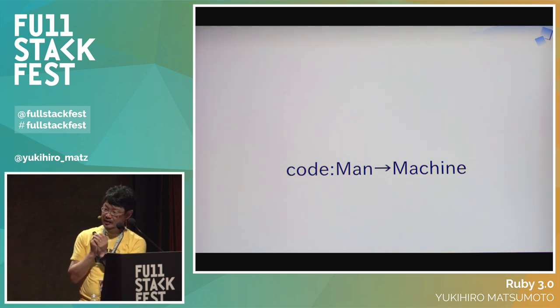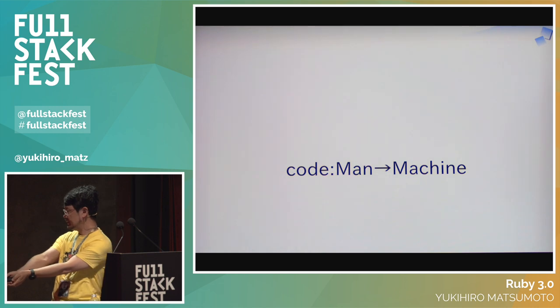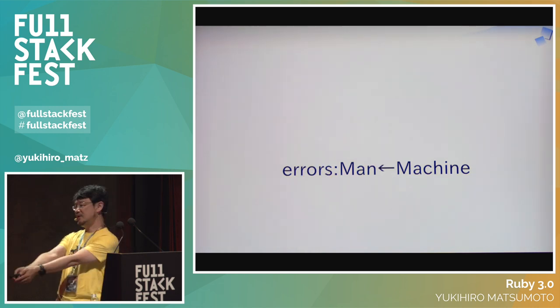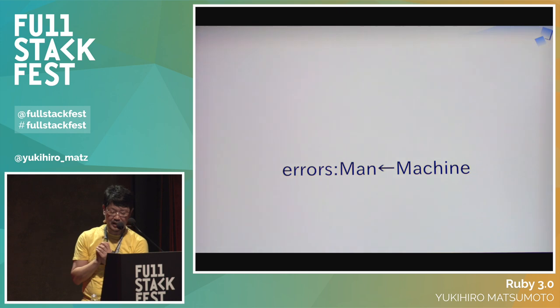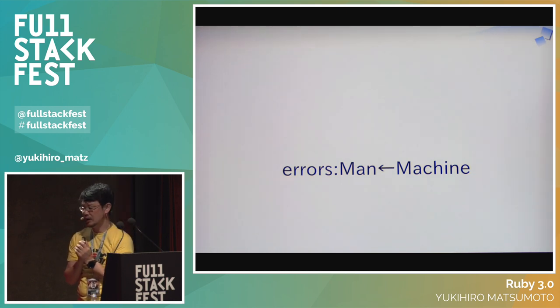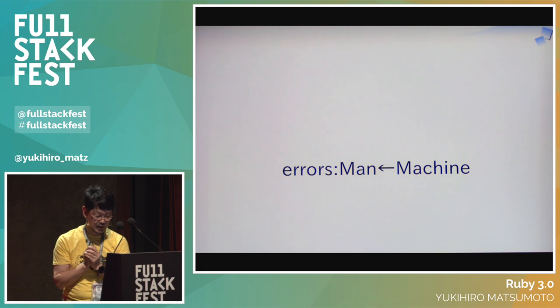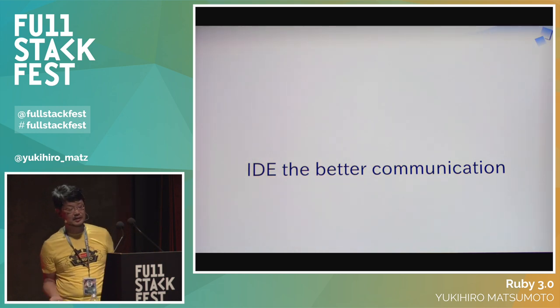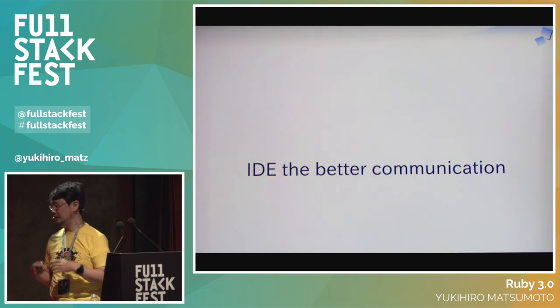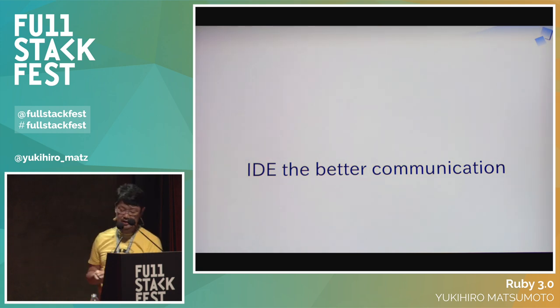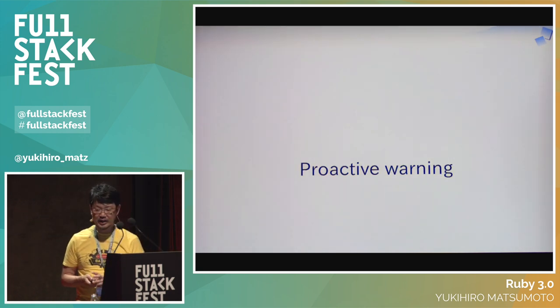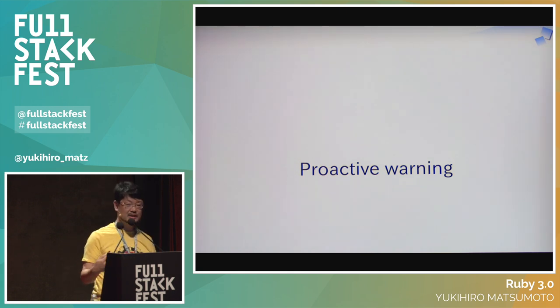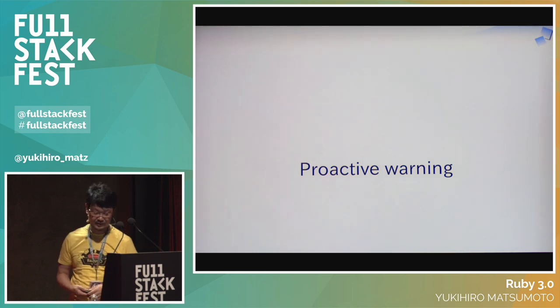from man to machine. We code. Then the machine reports back errors as a compile error or runtime error. But we have the IDEs, integrated development environment, for the better communication between the programmers and the machines. But we want to try something different. So we call it proactive warning.